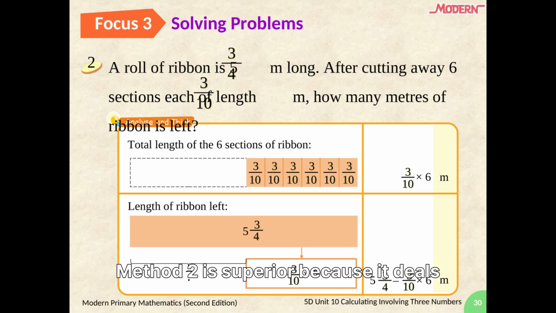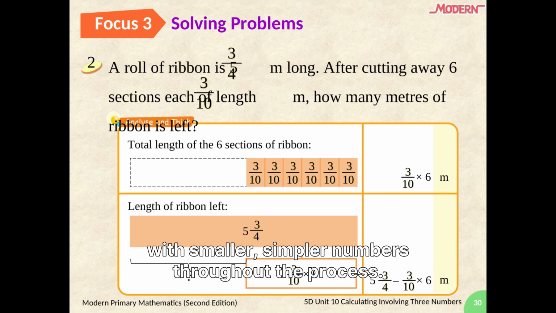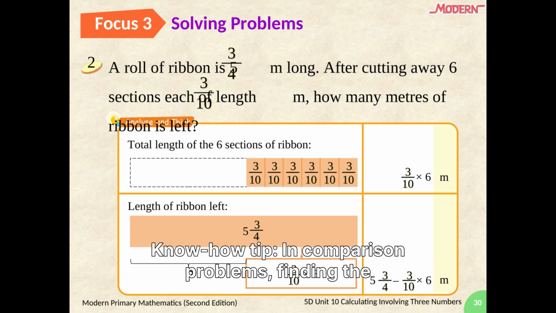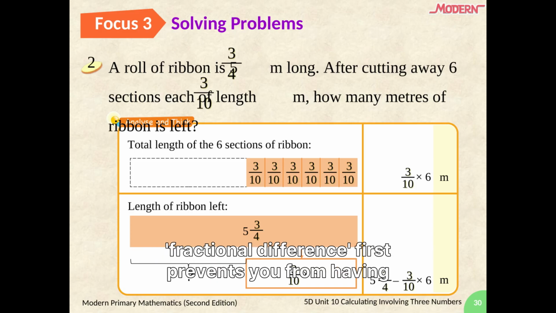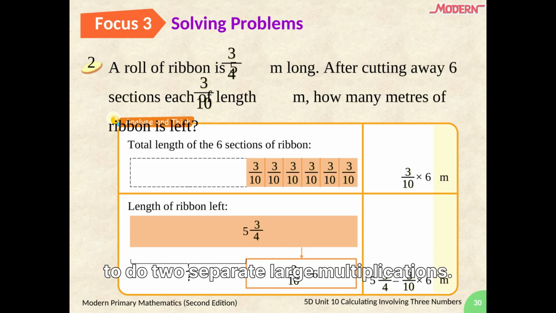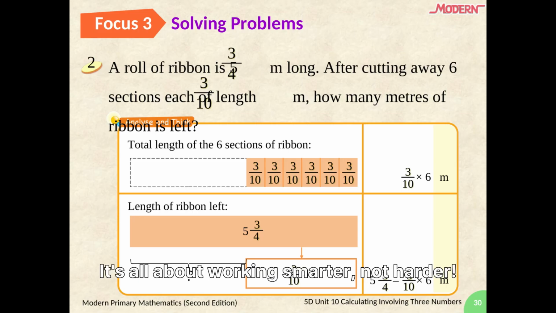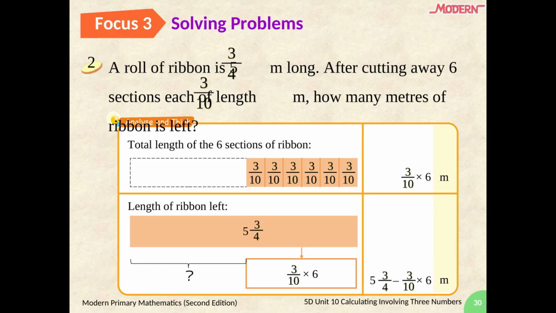Method 2 is superior because it deals with smaller, simpler numbers throughout the process. Know-how tip. In comparison problems, finding the fractional difference first prevents you from having to do two separate large multiplications. It's all about working smarter, not harder. Let's see how to write this as one clean expression.